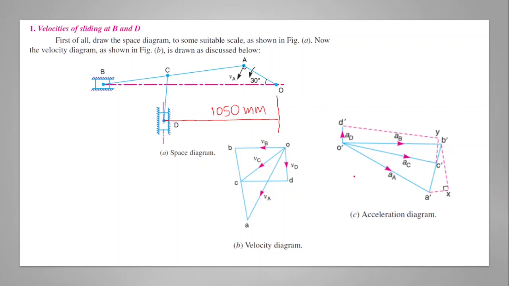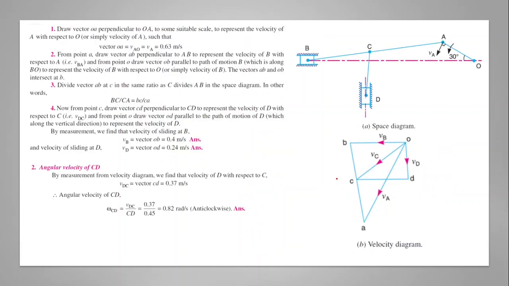Okay, next we can draw the velocity diagram. Then after that we can draw the acceleration diagram. Here is the step-by-step procedure to draw the velocity diagram. First, draw the vector oa, small letter oa. That's equal to the velocity of A with respect to O, and that must be perpendicular to link OA, capital letter OA.